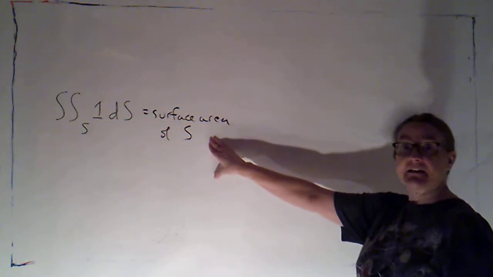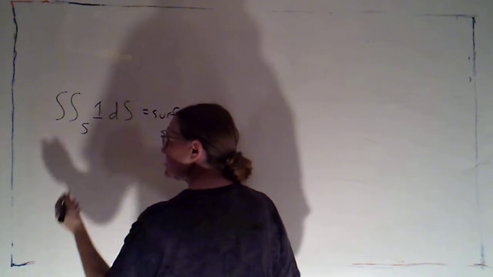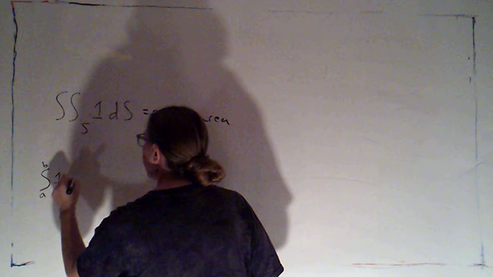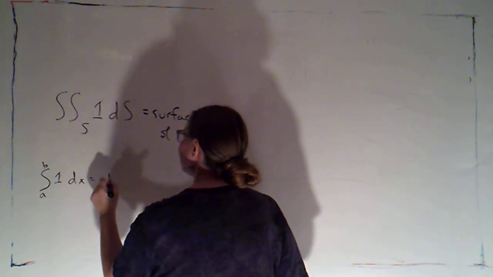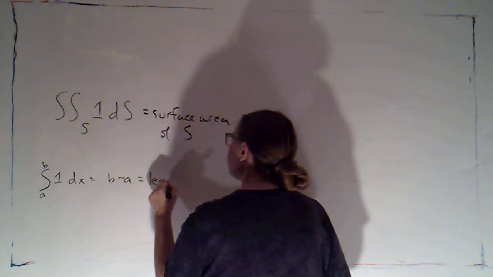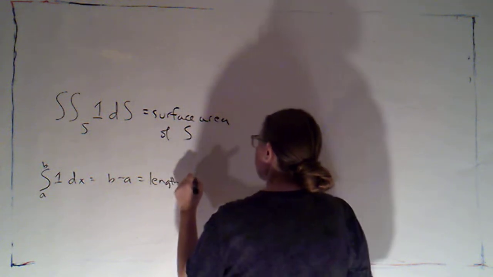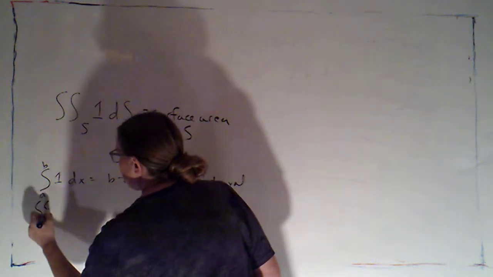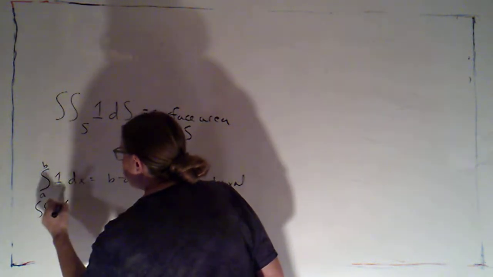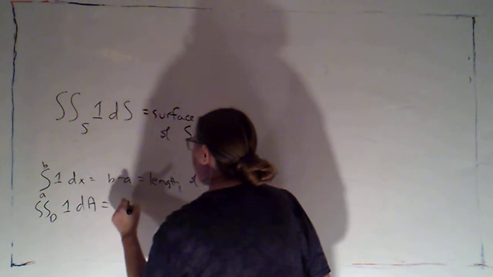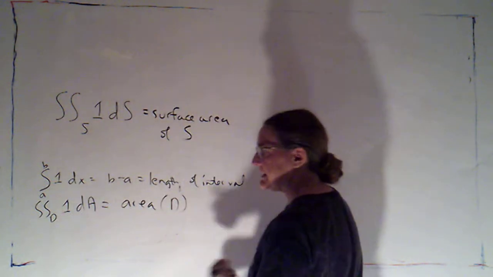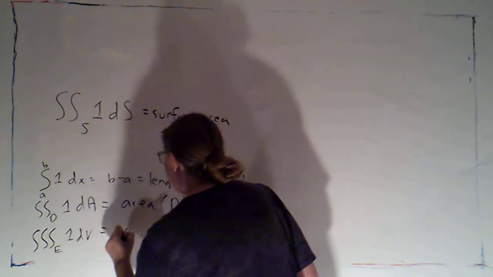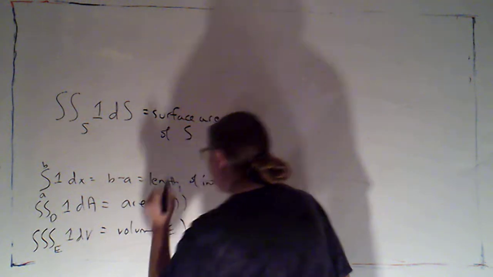Okay. And that's exactly what it is. And this is analogous to what we've seen before, that if I integrate from a to b 1 dx, I just get b minus a, which is the length of the interval. And if I integrate over a region D, 1 dA, I get the area of D. And if I integrate over a region E, 1 dV, I get the volume of E.